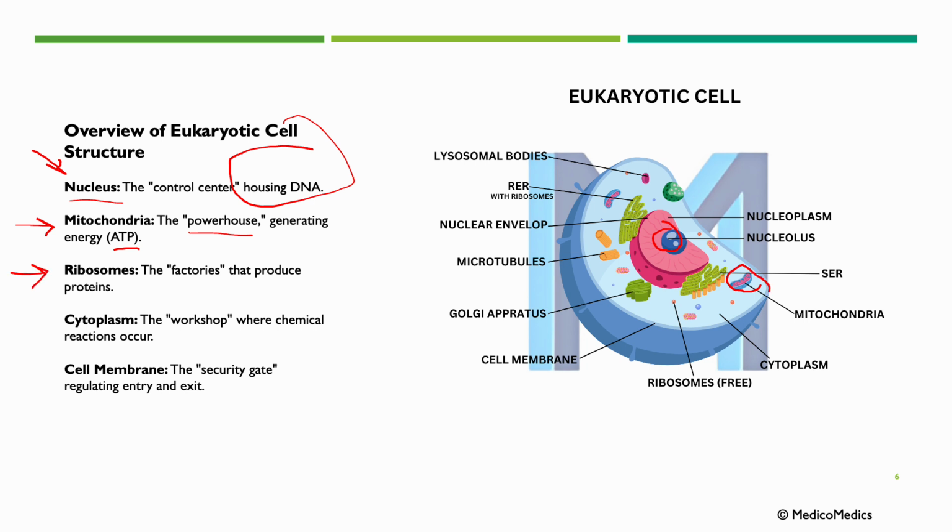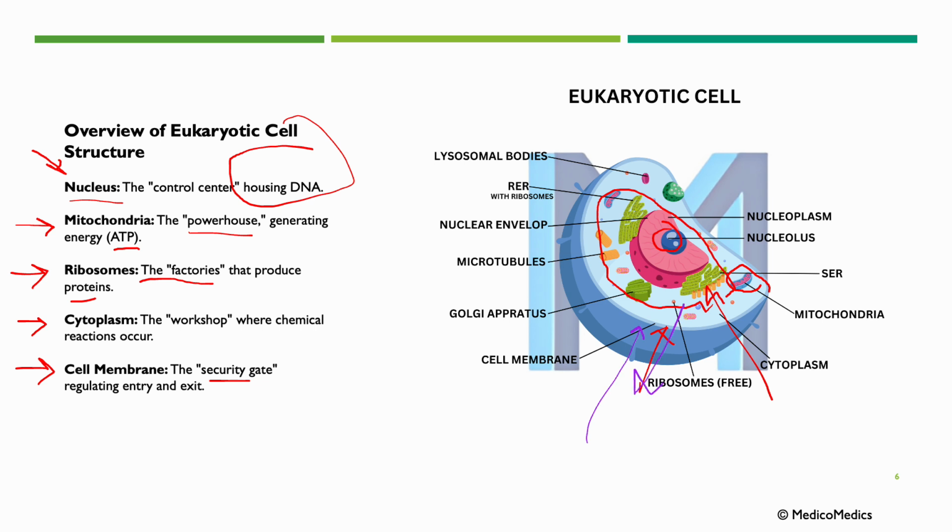Furthermore, we have ribosomes. These are the factories that produce proteins. We have the cytoplasm, the workshop where chemical reactions occur. So this is the cytoplasm, right? All these organelles are floating in this cytoplasm. Furthermore, we have the cell membrane, right? The outer layers of the cell. This is the quote unquote security gate regulating what goes into the cell and what goes out of the cell.